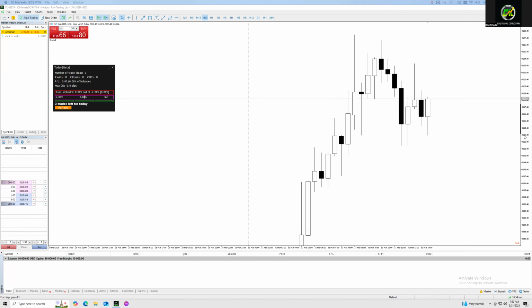So let's break down the charts. The first thing when I get in and look at the charts is I check for news. The easiest way to check for news is you could go to myfxbook.com and look at the economic calendar there to check for news.